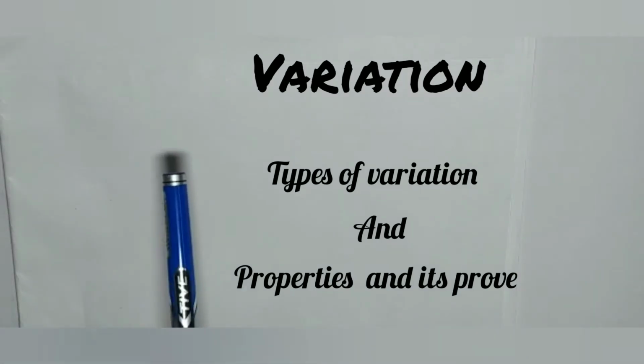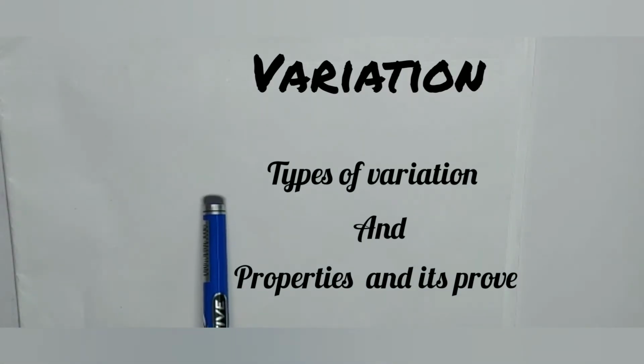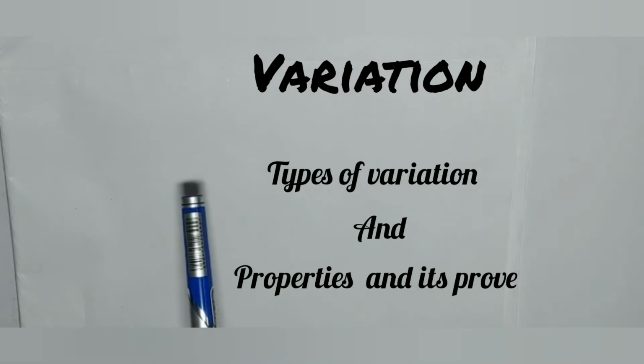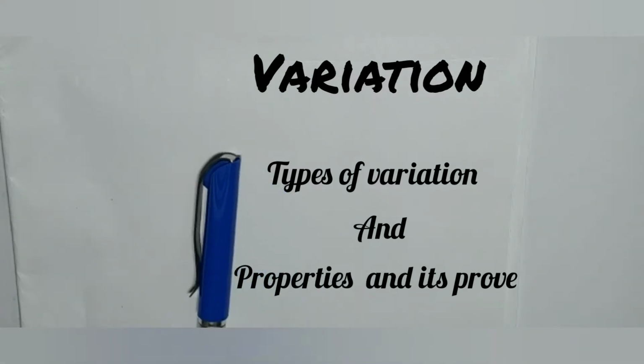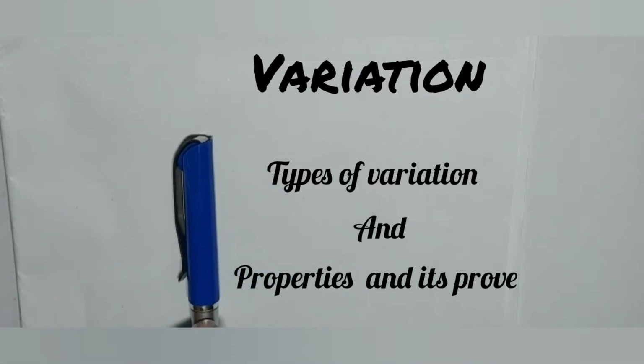Hello student, today I am going to start chapter 13 of WBBSE board mathematics. The name of the chapter is variation. In this chapter, we first discuss the variable and constant and the types of variation.